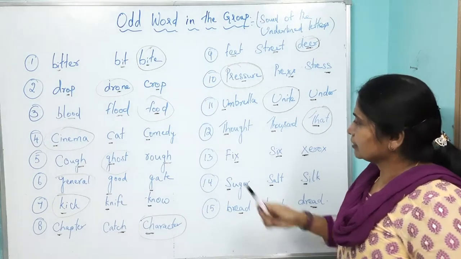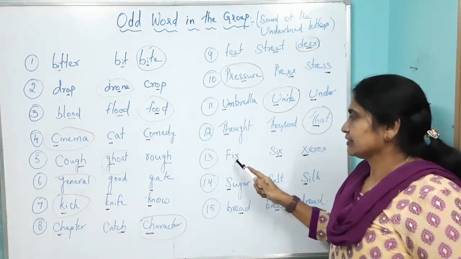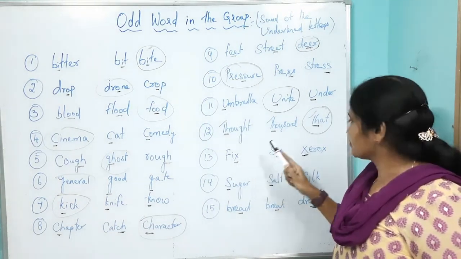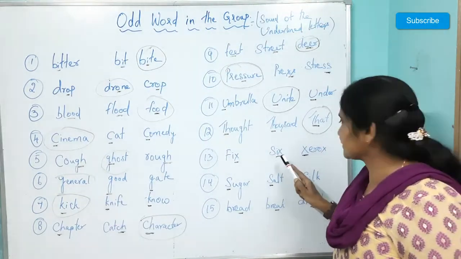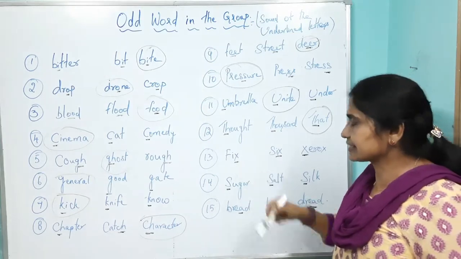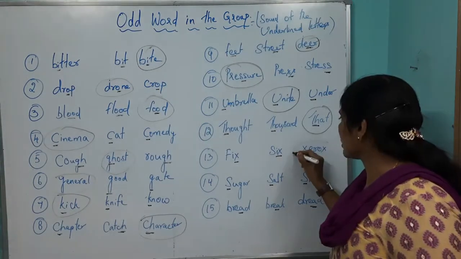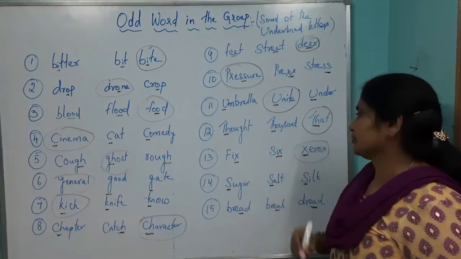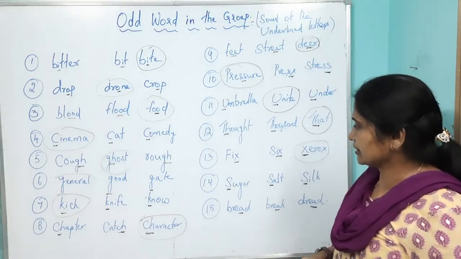Next one, the 13th one. Fix, six, Xerox. X. Xerox, za sound. This is X. So, Xerox, za sound. This is odd. Now, here we see.